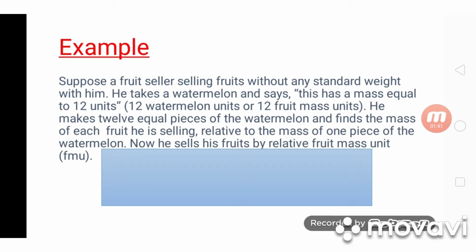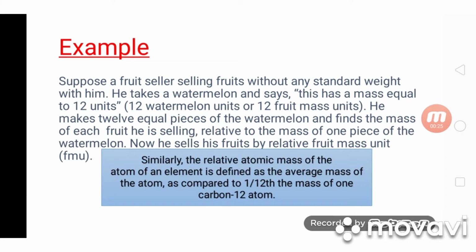This example can be considered in understanding the definition of the atomic mass unit. Like in this case, the fruit seller considers a watermelon, says that it has a mass equal to 12 units and takes it as a relative fruit mass unit. Similarly, we have the atomic mass unit defined with reference to the carbon-12 isotope. The relative atomic mass of an element is defined as the average mass of the atom as compared to 1/12 of the mass of one carbon-12 atom.